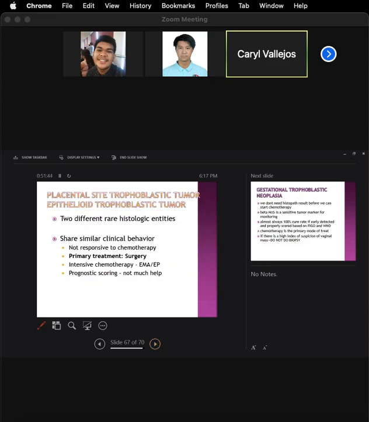So for the treatment of the 2 rare types, that is your PSTT or your ETT, they are not responsive to chemotherapy. That is why the primary treatment is still the surgery.